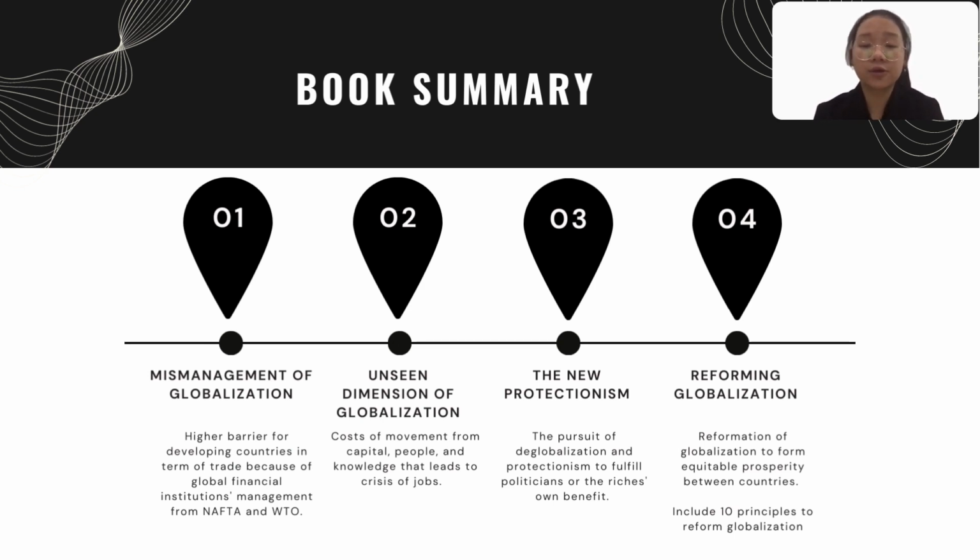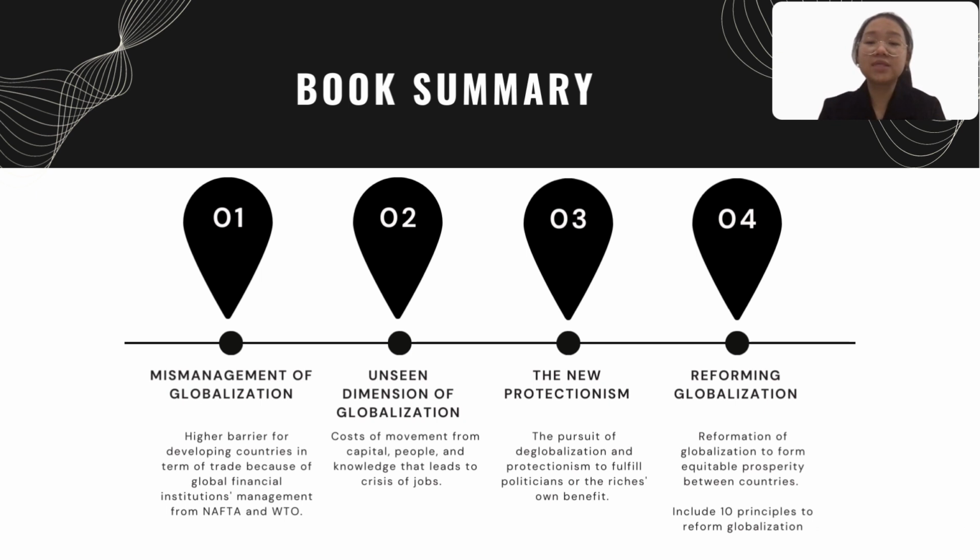Then the author also argues that the protectionist policies being pursued by the Trump administration and other governments are not the solution to the problems caused by globalization. And protectionist policies not only harm the global economy but also do not address the underlying problems that led to the rise of protectionism in the first place. He suggested that a better approach would be to address the concerns of those who have been left behind by globalization and to work towards a more inclusive and equitable global economy.